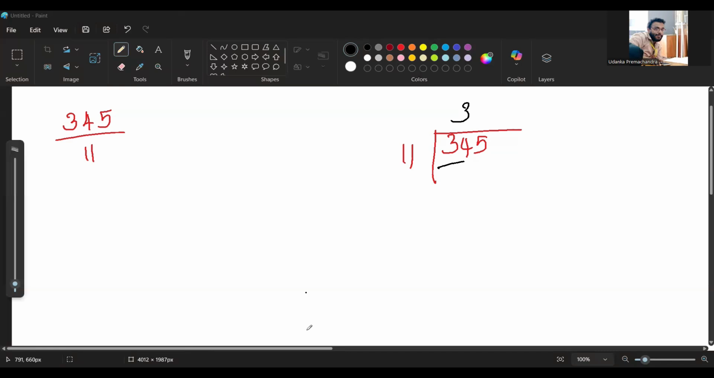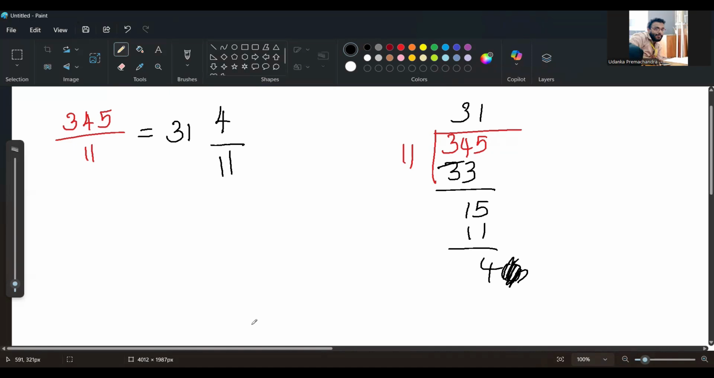So I got the answer 31.36. Actually, they are asking as a mixed number, not in the point form. Here, 33, remaining 1. 115, there are no 1. 11, it's 4, for 40. There are remaining 4. So 31 and remaining 4. You can write 31, remaining 4 divided by 11 as the mixed number.